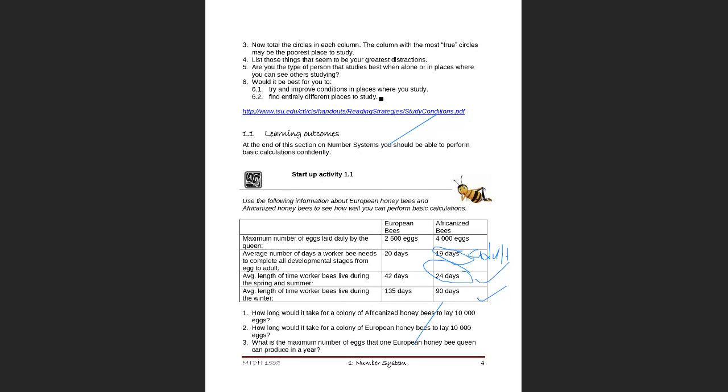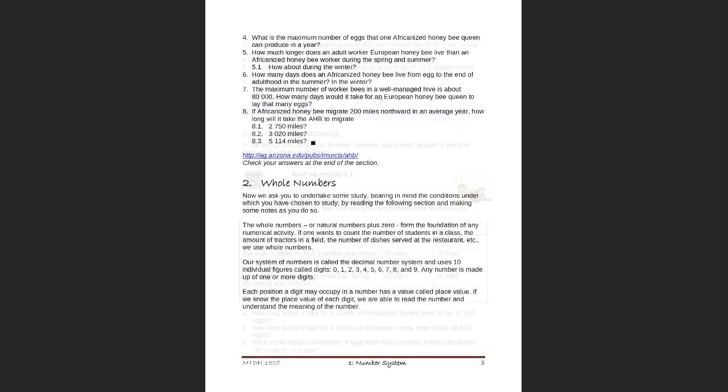Does any of you have questions on question 6? Yes, Amanda. Sir, I'm lost in number 6. Number 6. Okay, number 6 says that how many days does an Africanized honeybee live from egg to the end of adulthood?